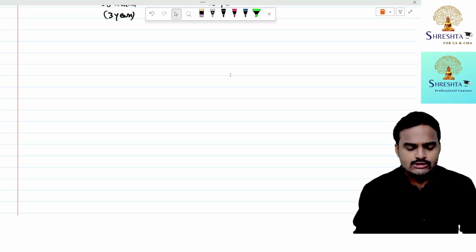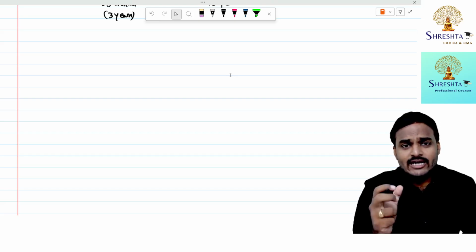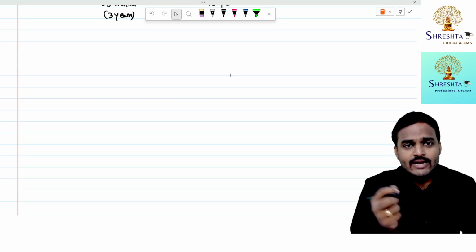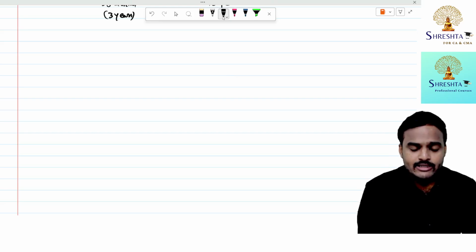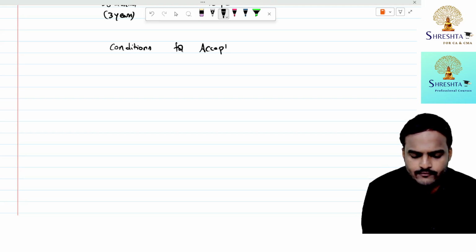First question: what are the general rules? What are the conditions the company should comply with for accepting deposits? Conditions for acceptance of deposits.